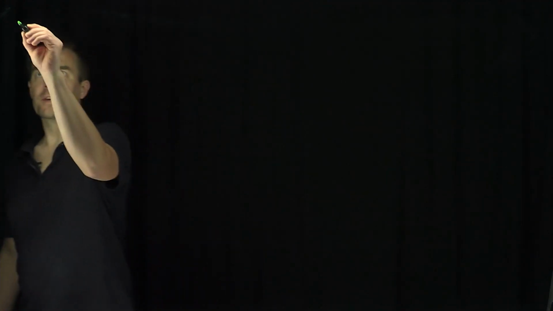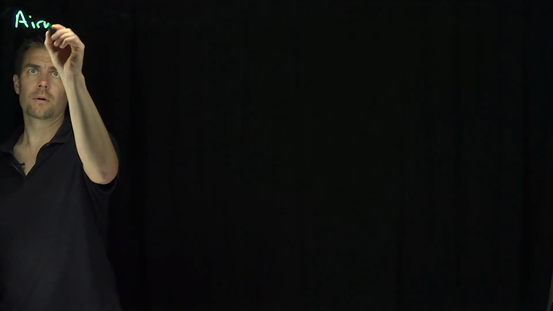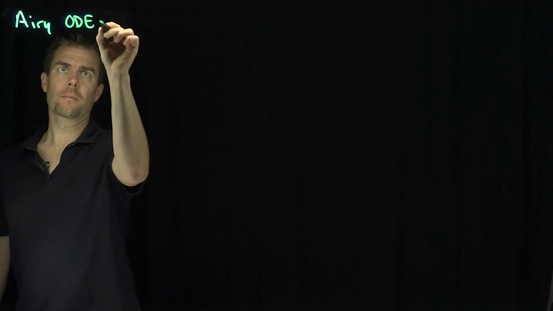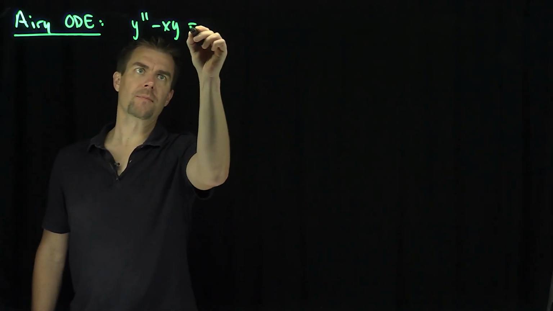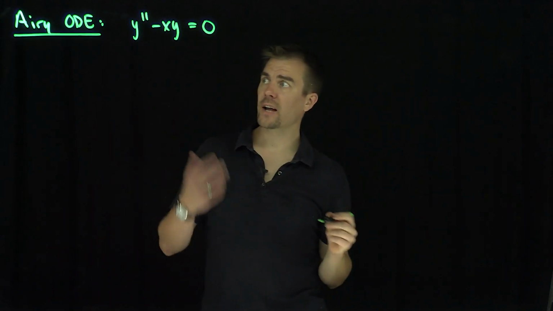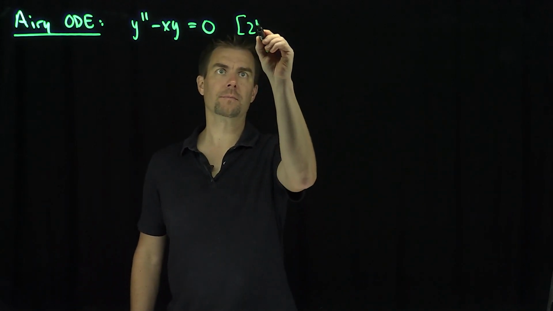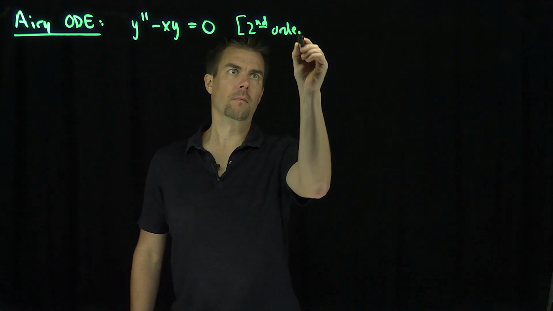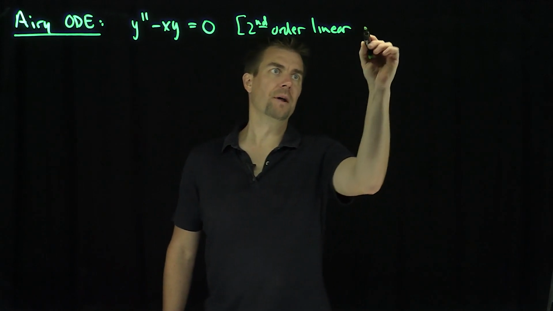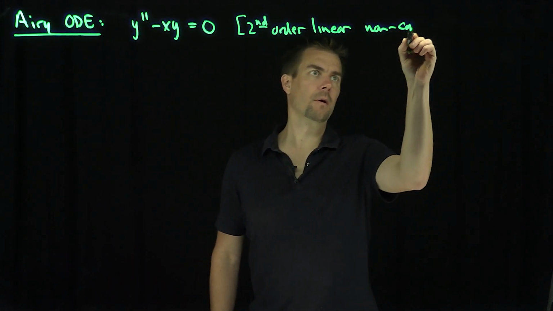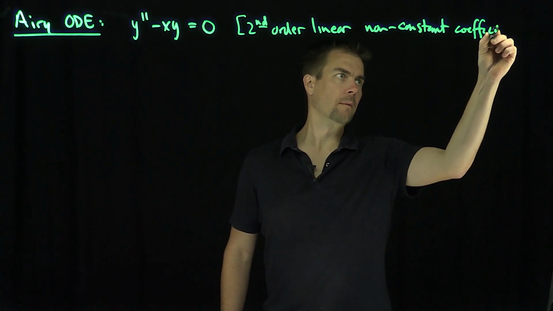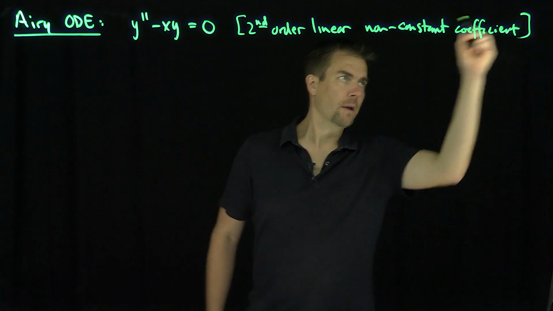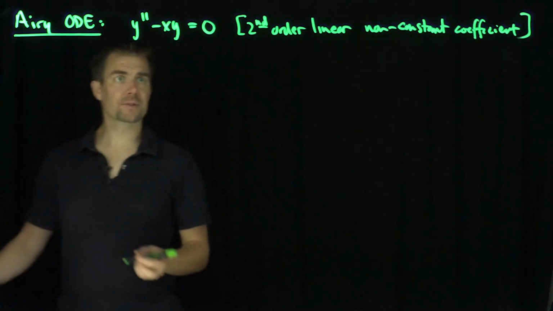Hello students, in this video we'll consider Airy's differential equation. The Airy differential equation has the form y double prime minus xy equals 0. And so this is a second order linear equation, but with non-constant coefficients. And so we're going to have to use the method of power series to solve this differential equation.